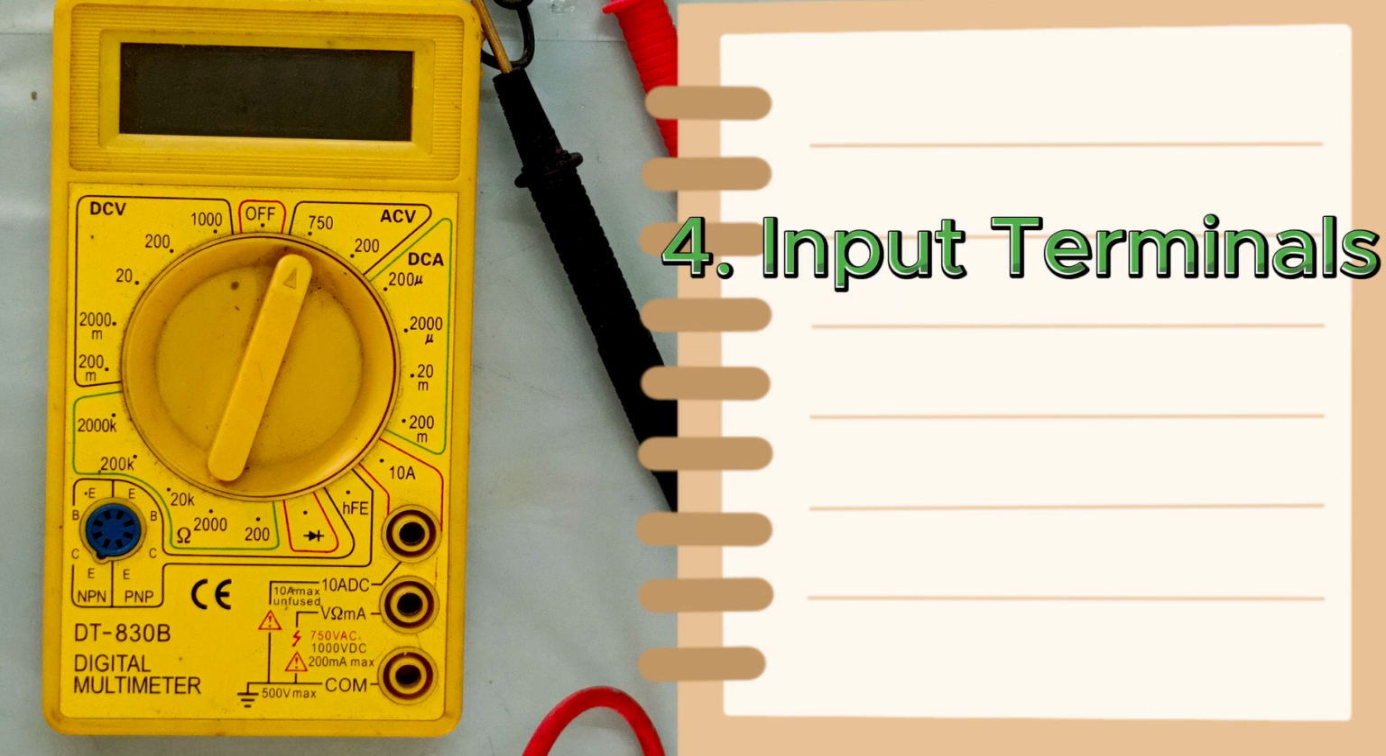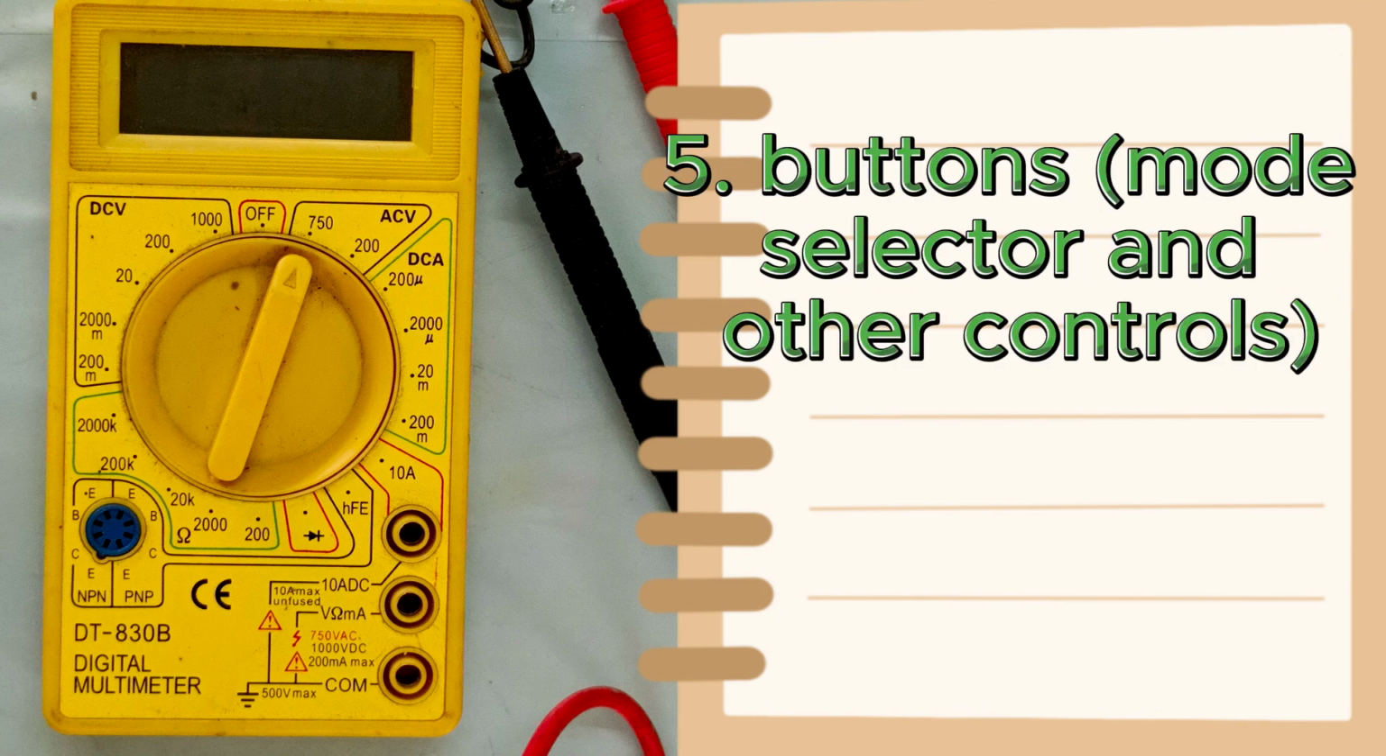4. Input terminals. Function: connect test leads to the multimeter based on the measurement type. Terminals usually include COM terminal, common ground for all measurements. VΩHz terminal, for voltage, resistance, frequency, and continuity tests. mA/µA terminal, for low current measurements. 10A terminal, for high current measurements.